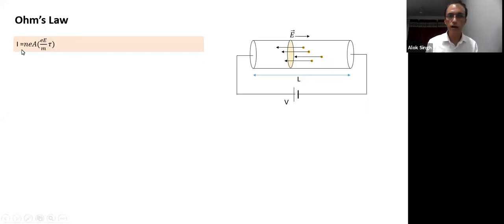I had the equation I equals nevd, and all of you should remember this. What is current? I equals neAvd, where vd is the drift velocity, and drift velocity is also acceleration into tau. So this is the expression I have.